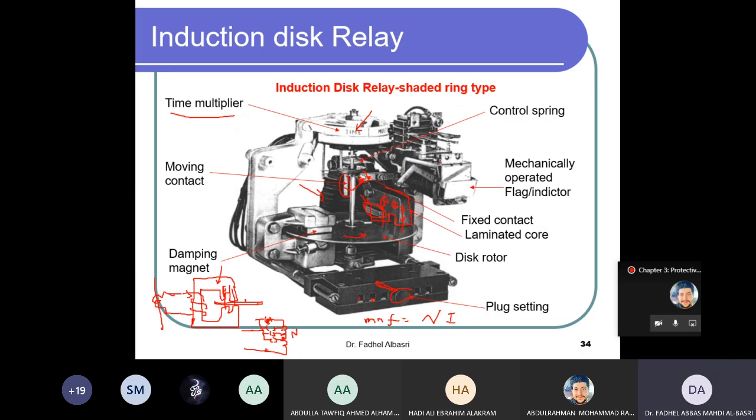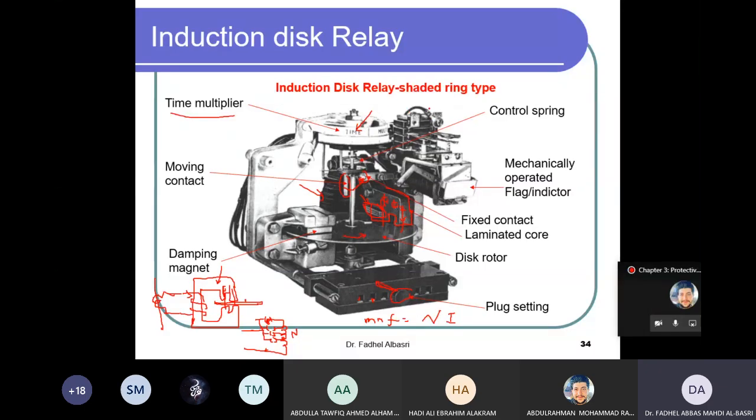So this controls the currents, right? I can choose the pickup setting, the current setting, by changing the number of turns. The initial position of the moving contact with respect to the fixed contact controls the timing, and this damping magnet is used for calibration. Suppose this relay at 10 amperes should take, let's say, 10 seconds, and if it works more than 10 seconds, you need to slow it down by adjusting this magnet. This is for calibration purposes.